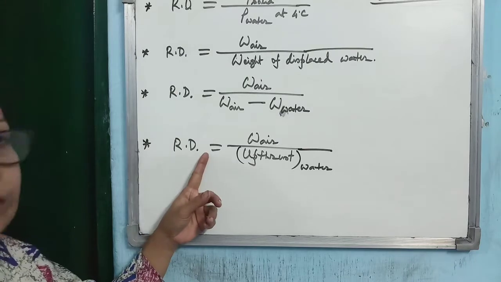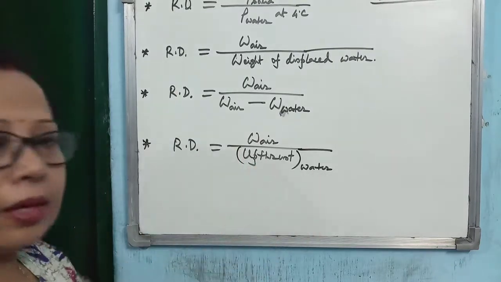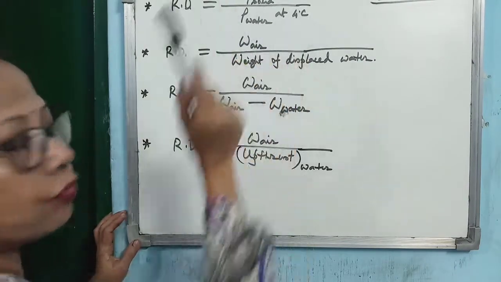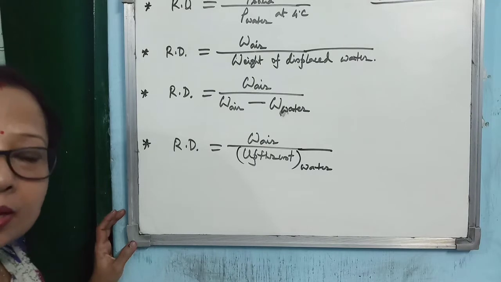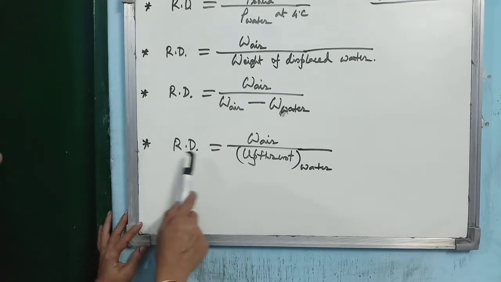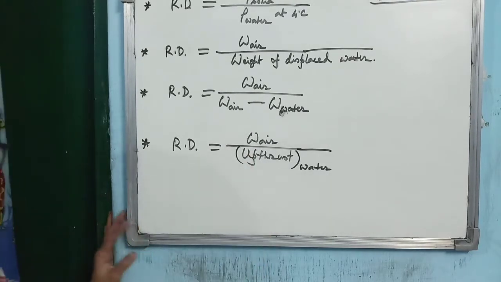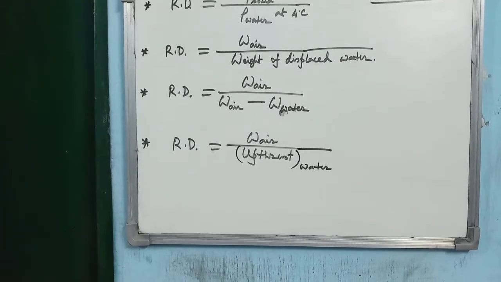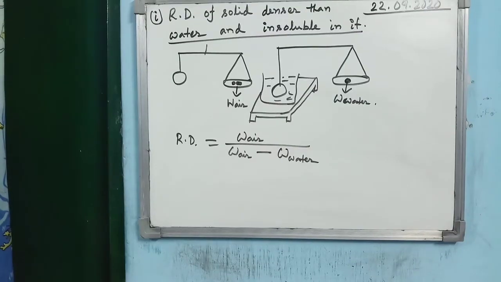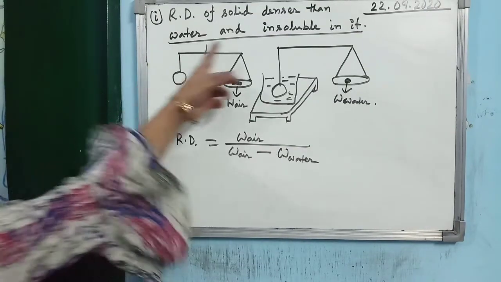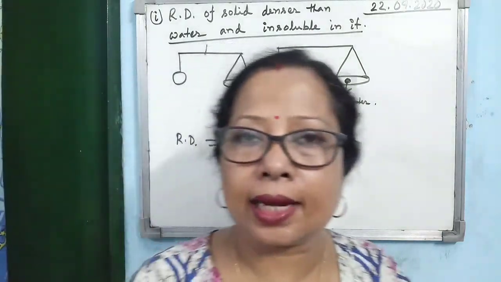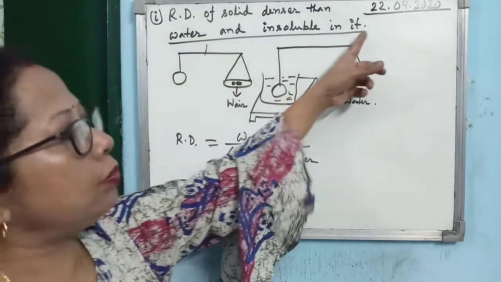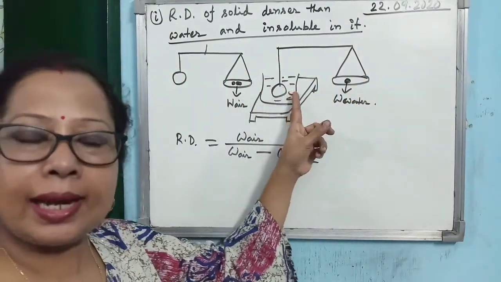That relative density of a substance will be upthrust exerted by water, because when we are considering here density of water at 4 degrees Celsius. So if you consider any other liquid upthrust, that will not work. Relative density is weight of the body in air divided by upthrust exerted by water when the body is immersed within the liquid. Now, how to measure RD of a solid denser than water? Why is it mentioned denser than water? Then only it will be completely immersed within water and insoluble in it. The solid never gets dissolved into water.